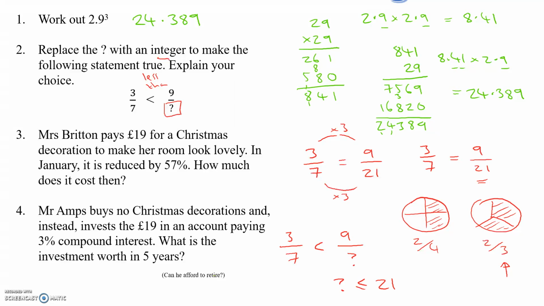Okay, so the number we could put could be 9/20. I didn't mean that, did I? Not less than or equal to, sorry. That number could be less than 21. It cannot be 21, apologies. Okay, so that number needs to be less than 21.